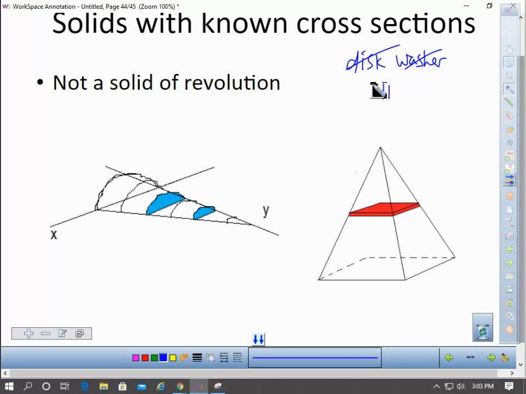That means there should be no pi in your answer, because when we were revolving and rotating around an axis, it was making a circle. That's why in the volume using discs and washers, everything had pi in it. It was always the integral of pi times r squared. Now, this is not going to have pi in it unless the cross section you're doing is a circle or a semicircle. So these are not solids of revolution.